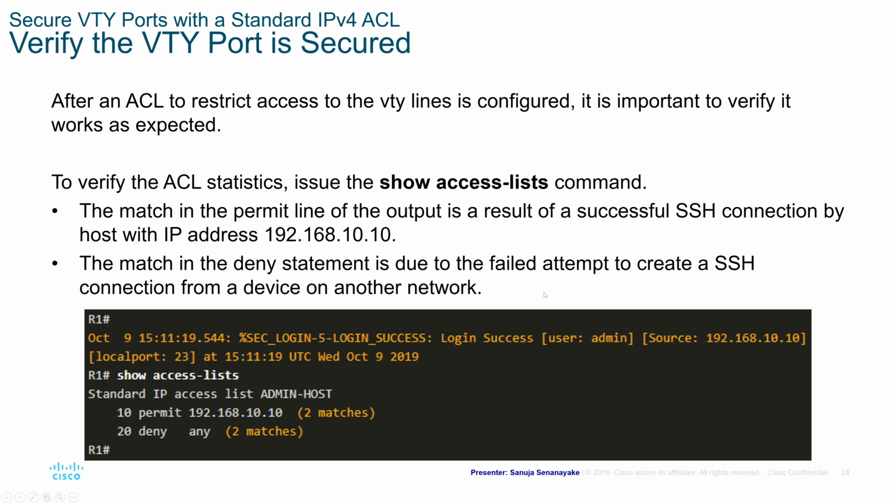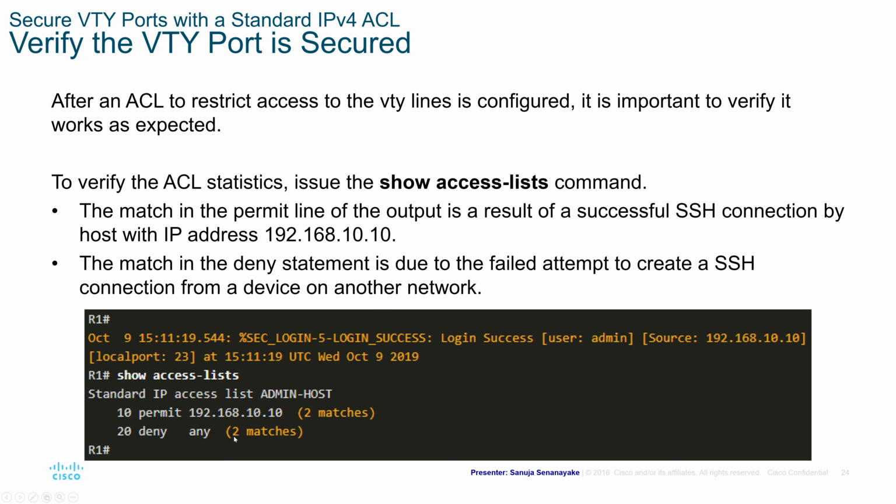So what they don't tell you on this slide is that to generate this type of data, you actually have to try accessing SSH using a denied network and also try accessing with the allowed network. It shows that for the permit allowed network there were two matches, so they tried twice and it was successful, and there were twice that they were denied. So that's what is showing when they run the show access-list command.